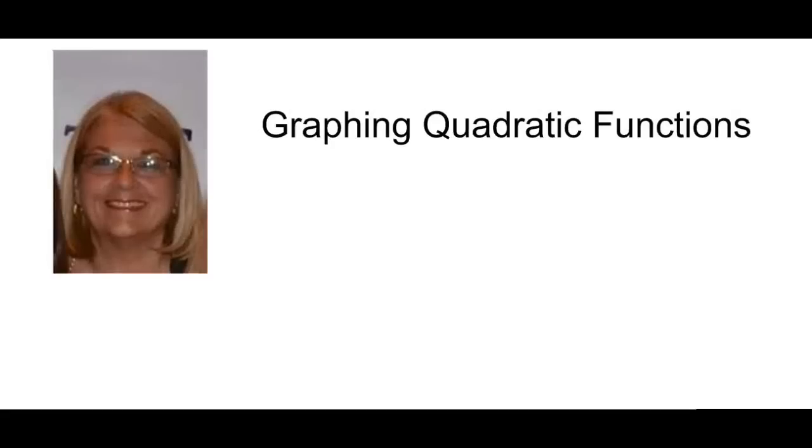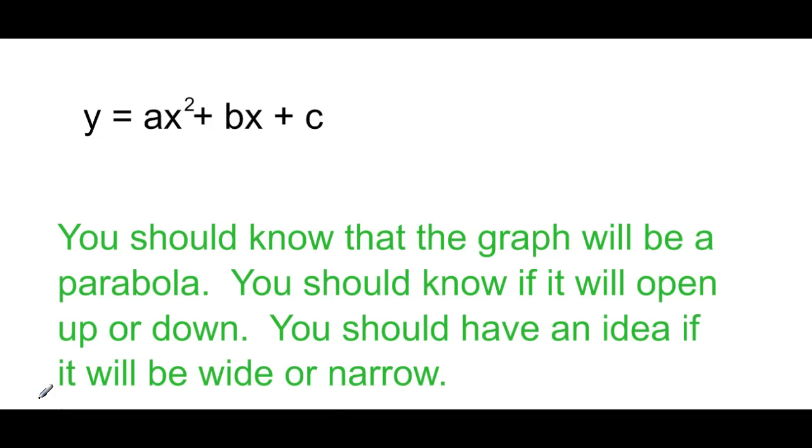Let's learn a quick and easy way to graph some quadratic functions. Remember that a quadratic function looks like this format. A, B, and C are real numbers. B and C can be 0, but A cannot be equal to 0. If A is equal to 0, then this is no longer a quadratic function because the x squared part of it is gone. You also should remember that a graph of a quadratic function will always be a parabola.